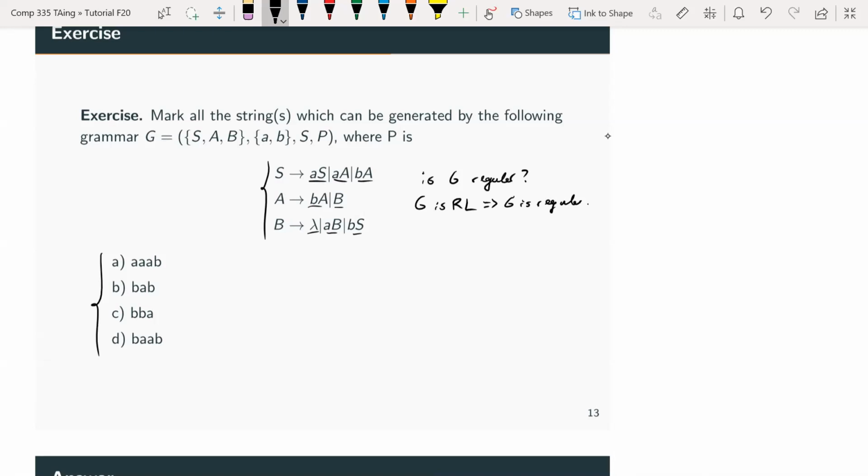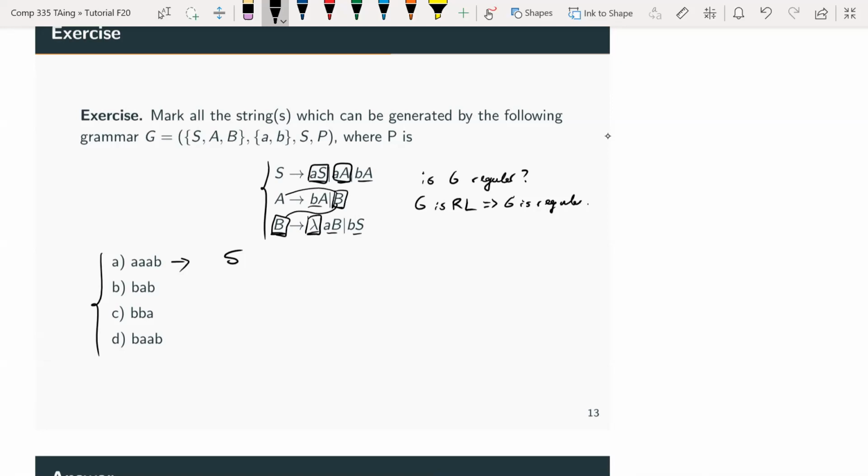Okay, so which one of these can G generate? Let's look at the first one, AAAB. So I know I have to start in S, right? Because S is my start variable. To get an A, I can either go to S again, or I can go to A again. And I know that the only way I can terminate my string is with this lambda, right? And the lambda is connected to the B, and the B is connected to the A.